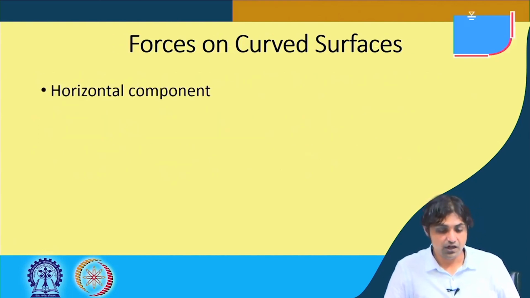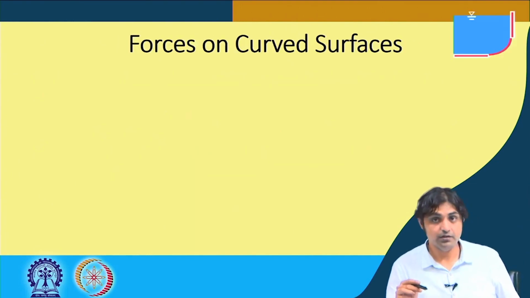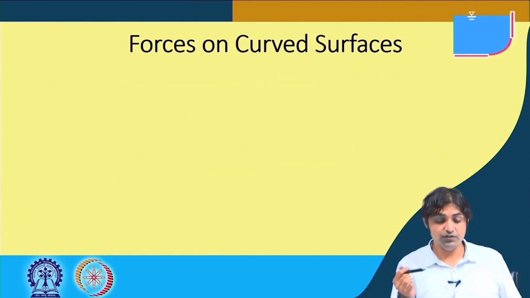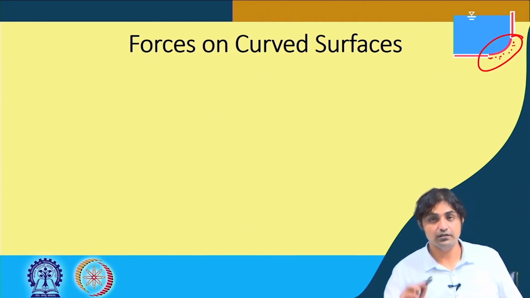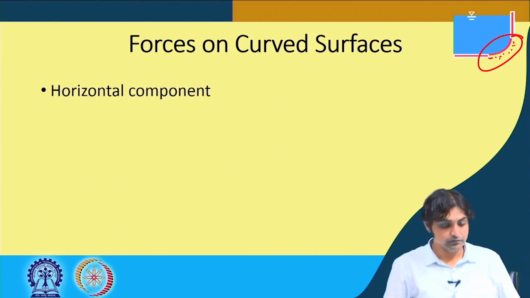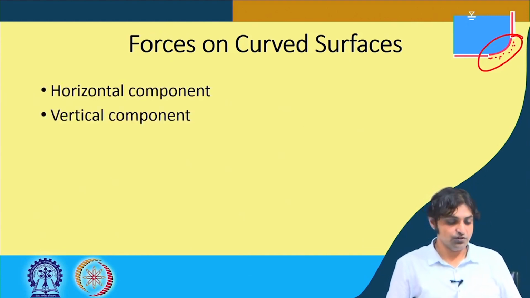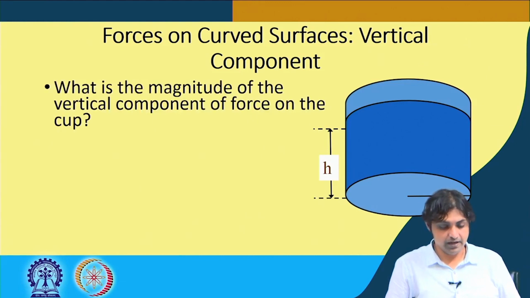Okay, so now we need to calculate the pressure on the curved surface. So this surface here, you see this, okay. So how? We need to know the horizontal component, we need to find out the vertical component because it's curved, right. So this is one of the examples.